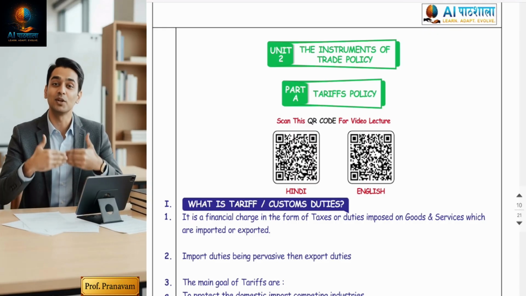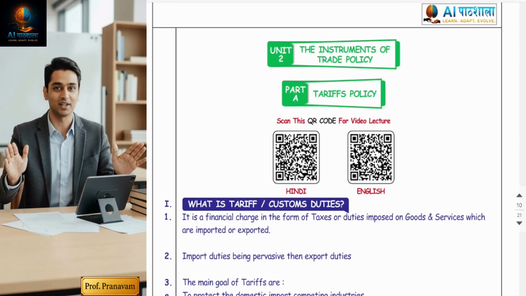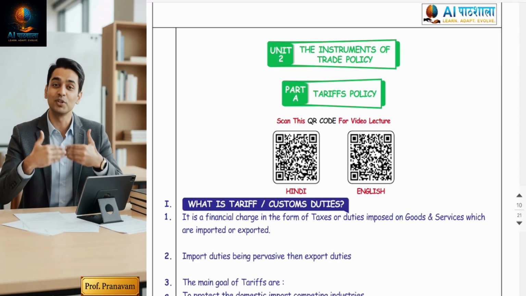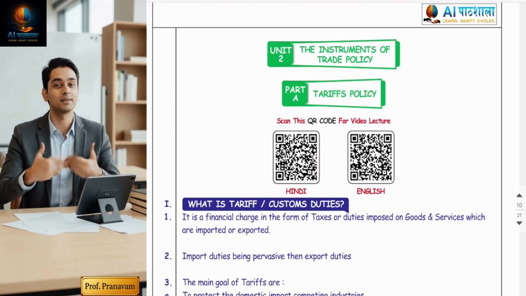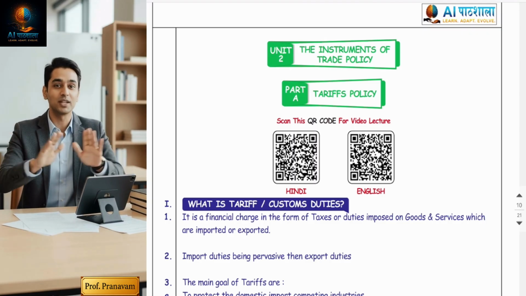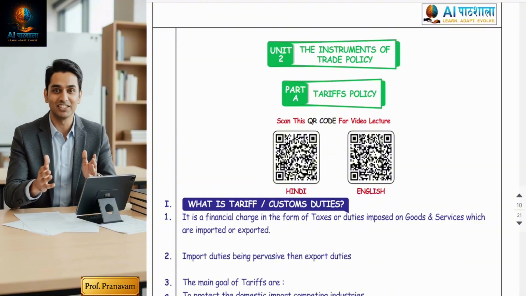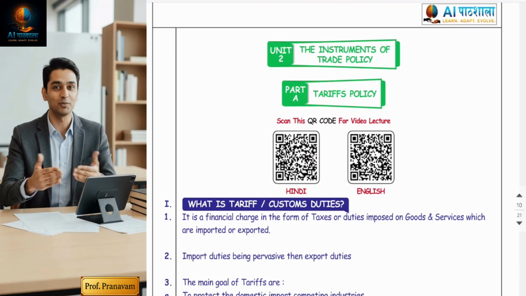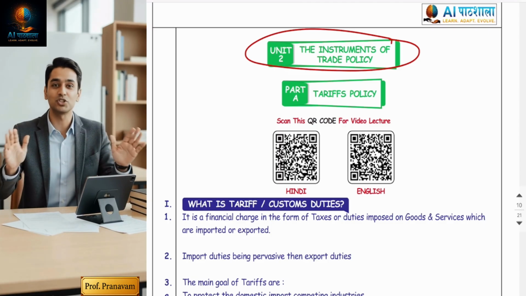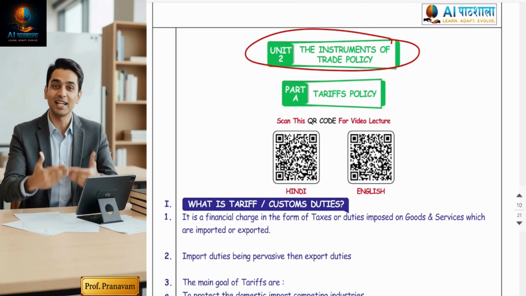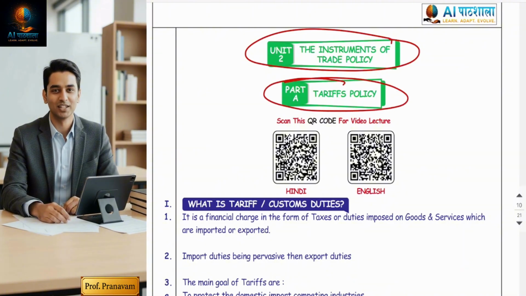Before we move ahead, let me ask you one straight question, guys. If international trade is about free exchange, then why does the government interfere at the border? Why does the government say you can import but only after paying a duty? So what is the answer? The answer lies in Unit 2, trade policy instruments. Yes. And the most powerful instrument among them is actually tariff policy.